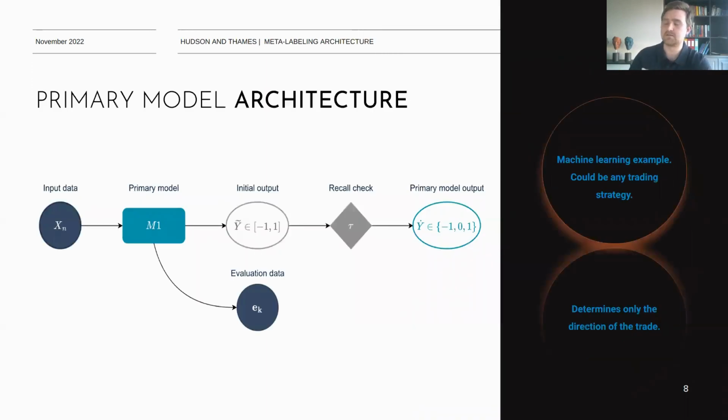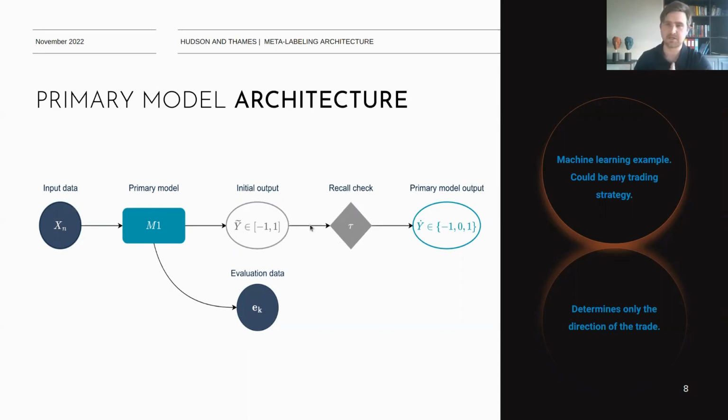So let's take a look at the primary model architecture. This is a machine learning example, but the primary model can basically be any type of model that you want. It could be an econometric equation, it can be fundamental analysis, or just discretionary trading rules. So here in this example, we would have the input data, X, going to the primary model. Then we would have an output between 0 and 1 if you include short positions. And also the model then produces some evaluation data. And then finally, we have a recall check.